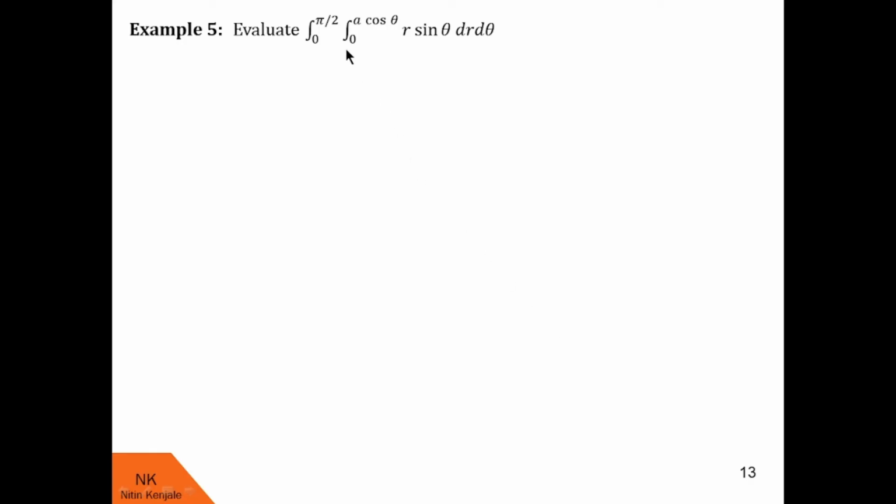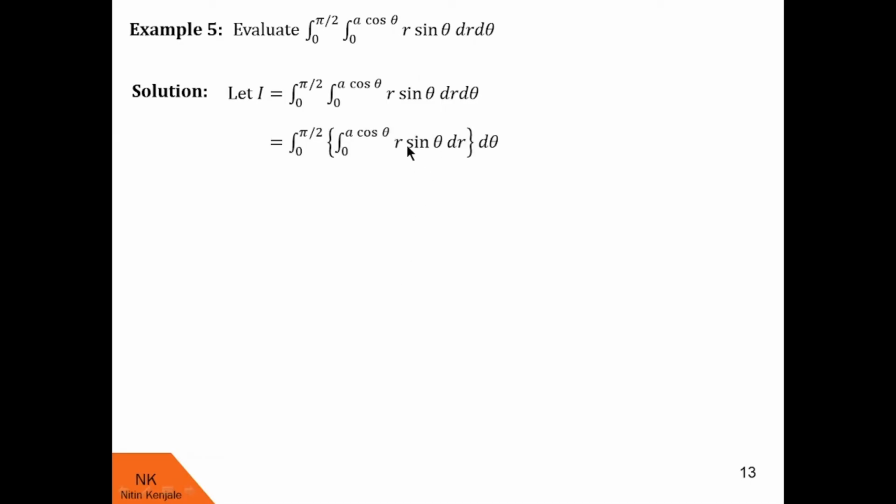Here we are asked to evaluate this double integral of r sine theta dr d theta over the inside integral limits 0 to a cos theta and outside integral limits 0 to pi by 2. As usual, first of all, we label this integral as I and observe the limits of the inside integral. Inside integral limits are in terms of theta, so we have to evaluate this inside integral with respect to dr and the outside integral with respect to d theta. So let us evaluate this inside integral. Since we are evaluating it with respect to r, we have to keep theta constant. So sine theta is constant.